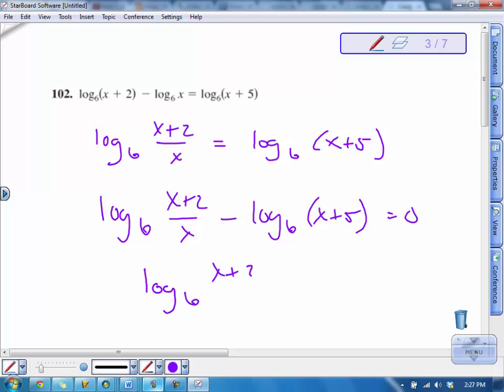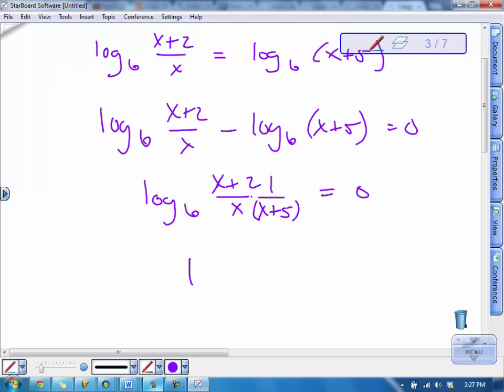Just want to see if this way works. This isn't the easiest way probably, but divided by x plus 5 is the same thing as multiplying by the reciprocal, so I'll multiply by the reciprocal instead. And that equals 0. And so then I could just do 6 to the 0th base to the exponent equals the argument over x times x plus 5. In which case this is just 1.